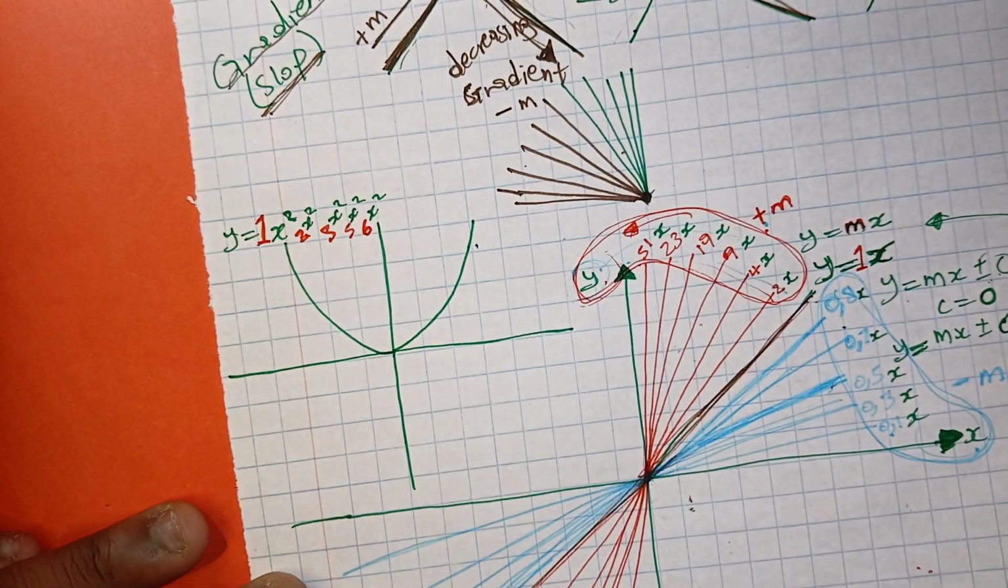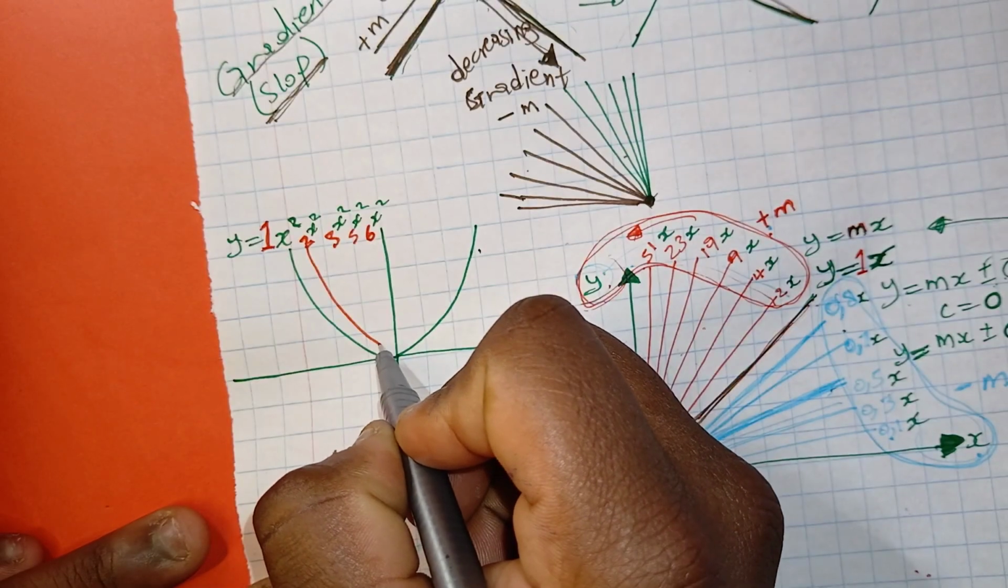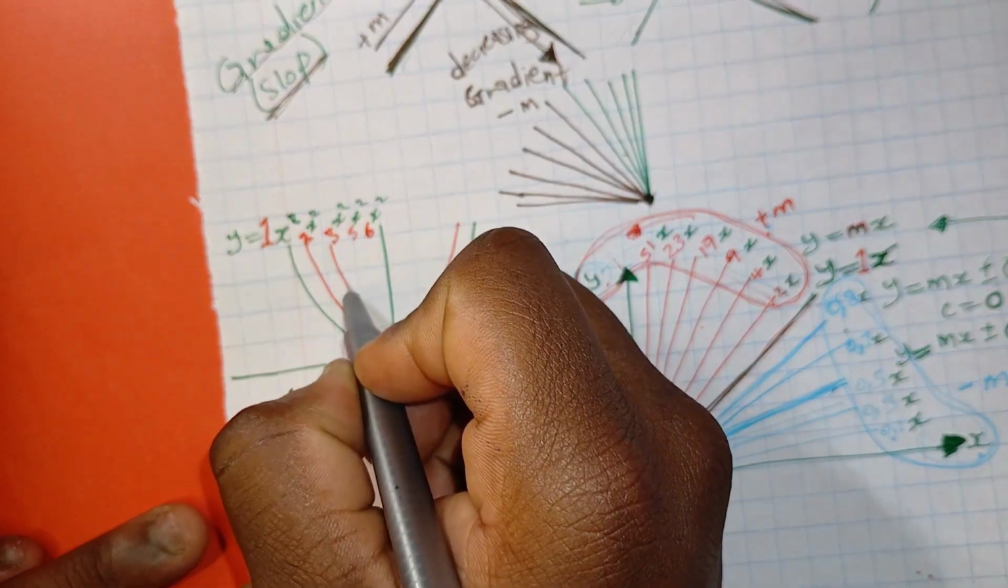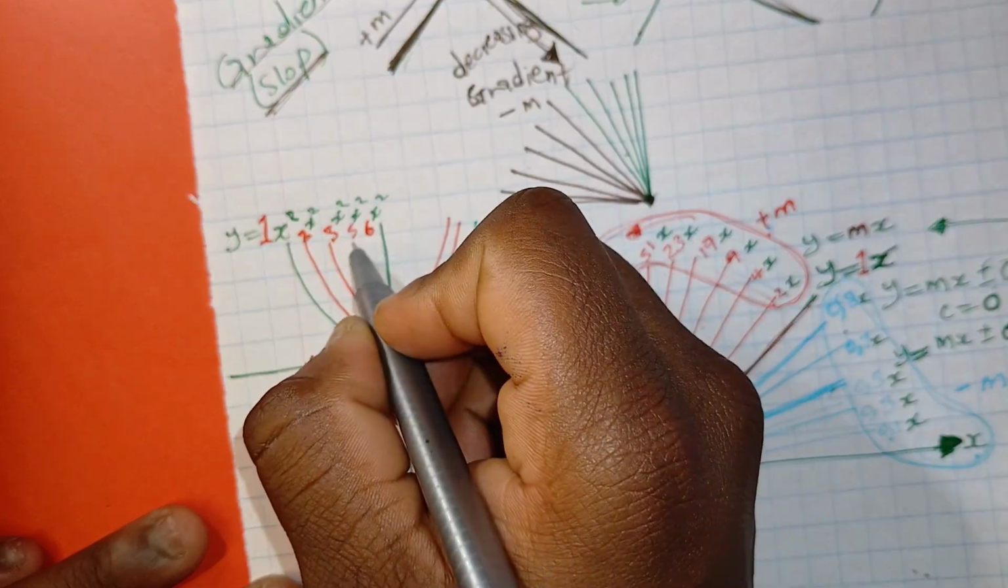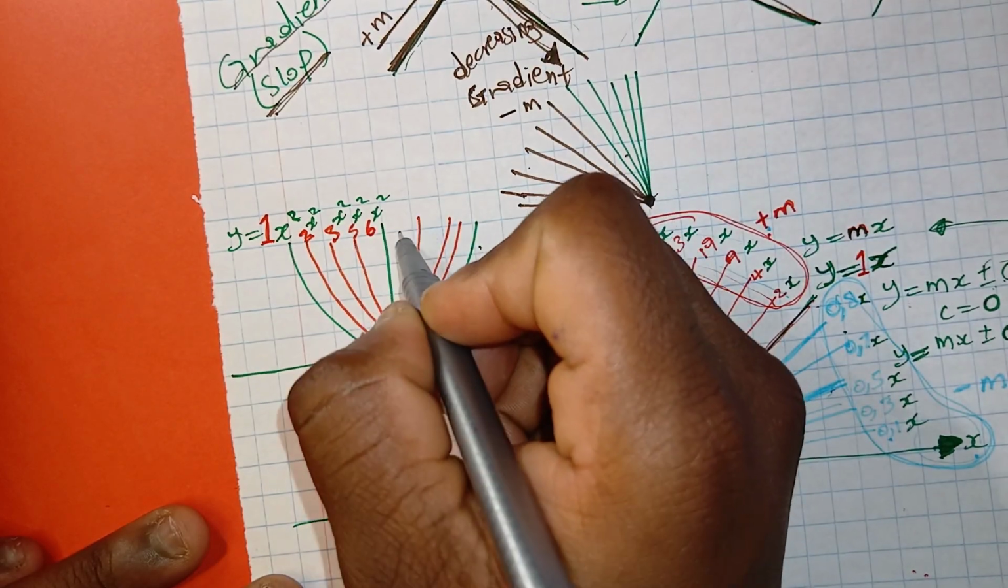So as I increase this gradient, this thing is getting close to the y values. Do you see what is happening? It's getting close to the y values.